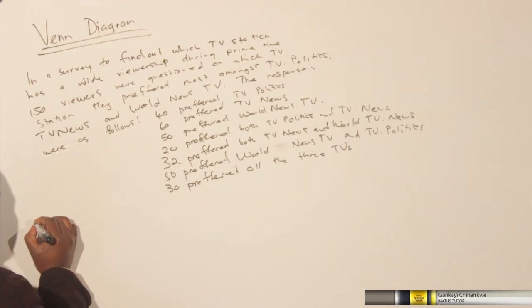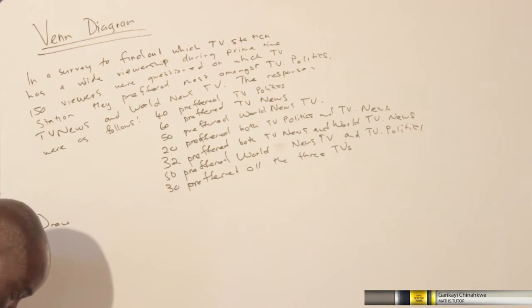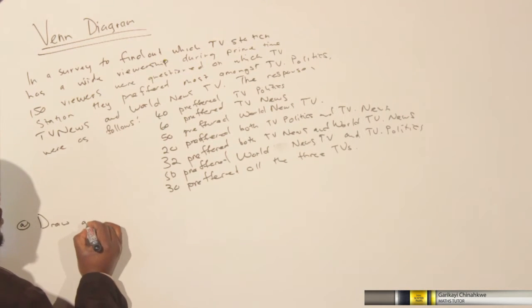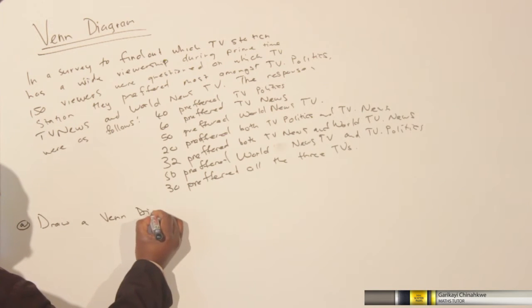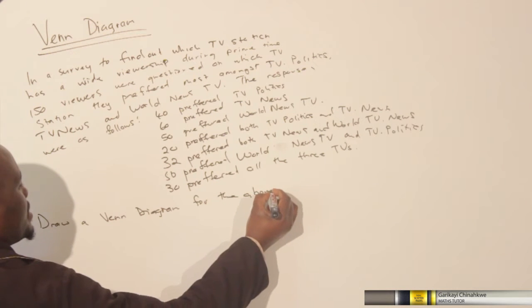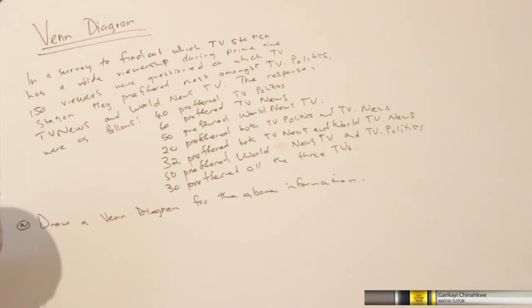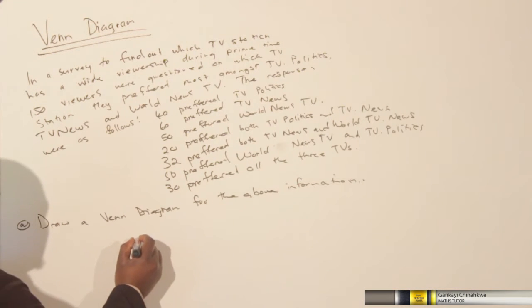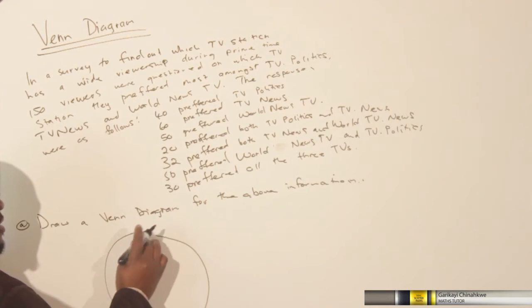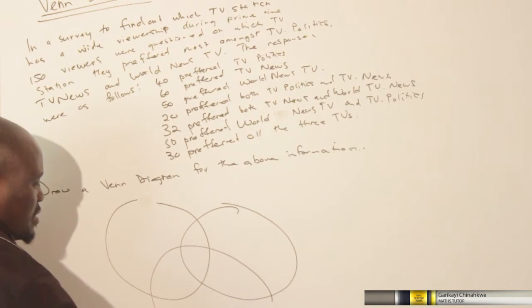Then they say the first question, question A: draw a Venn diagram for the above information. Okay, that's what you're going to draw. If you're drawing the Venn diagram, you can see that there are three events there. There are three TV stations. So we are going to draw the first Venn diagram there, including this one, and then the third one here.